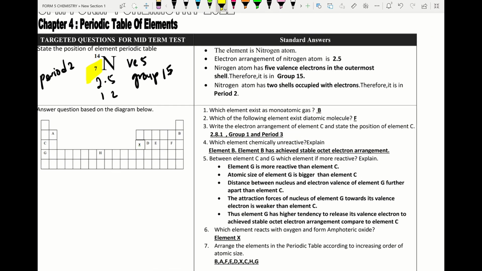Alright, so how to explain the position of the element nitrogen in the periodic table. The element is nitrogen atom. The electron arrangement of nitrogen atom is 2.5. Nitrogen atom has 5 valence electrons in the outermost shell, therefore it is in group 15. Next, nitrogen atom has 2 shells filled with electrons, therefore it is in period 2.